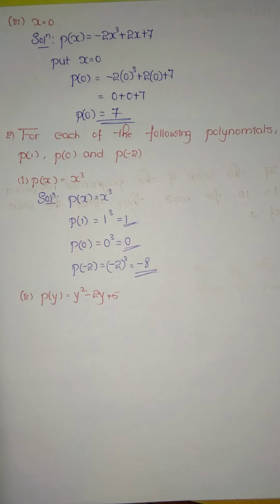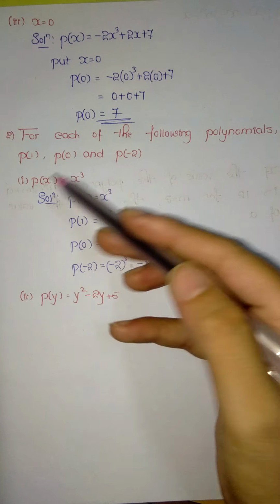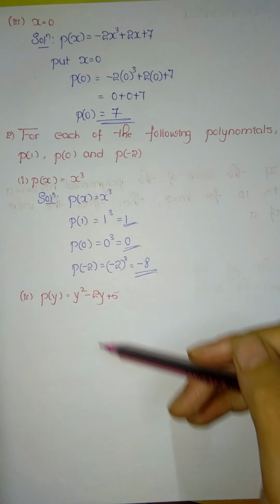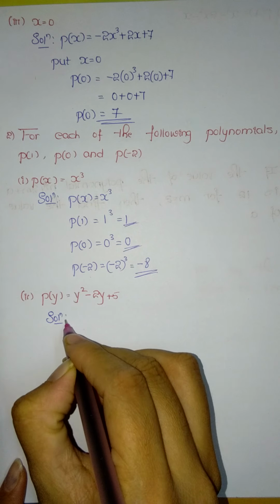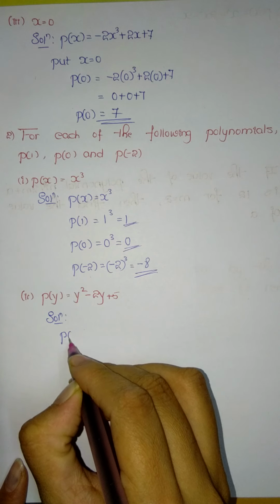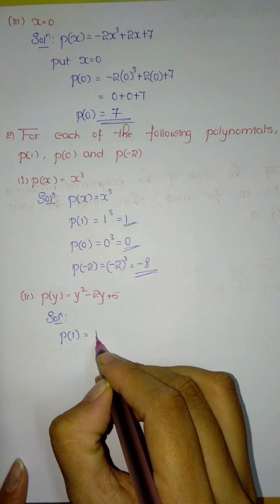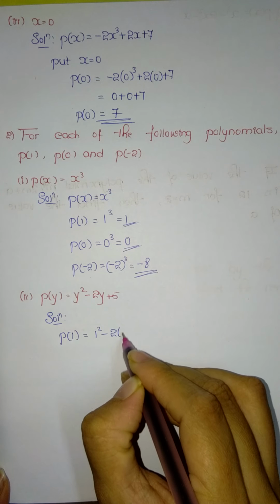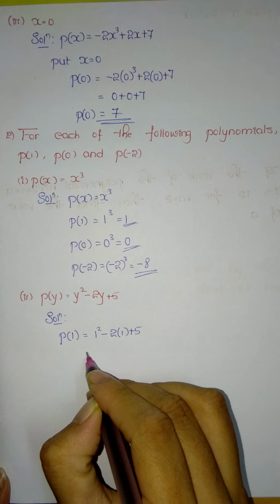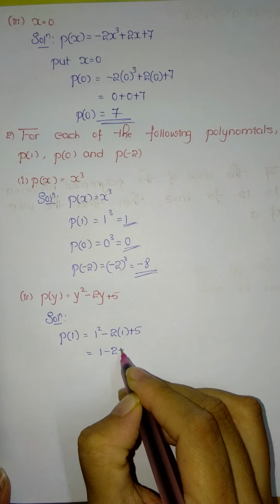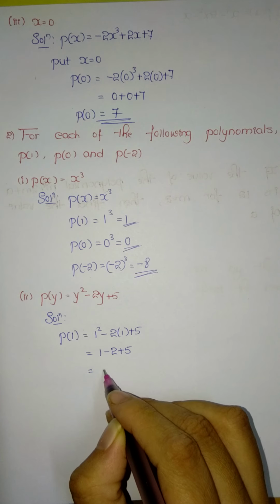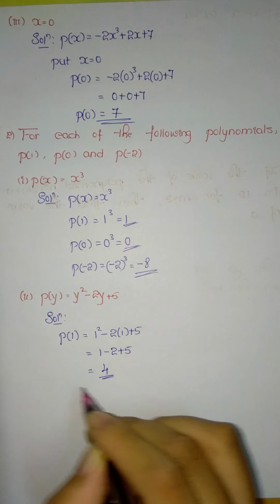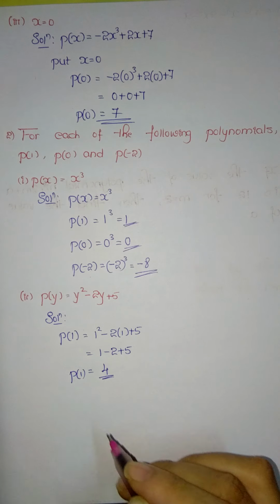Similarly, we have to find the second one, p of y equal to y square minus 2y plus 5. यहाँ पे y के जगह हमें 1, 0 and minus 2 डालना है एंड उसका आंसर फाइंड आउट करना है. So solution is, p of 1 equal to 1 square minus 2 into 1 plus 5. So it becomes 1 minus 2 plus 5. So 1 plus 5 is 6, 6 minus 2 is 4. So p of 1 equal to 4.